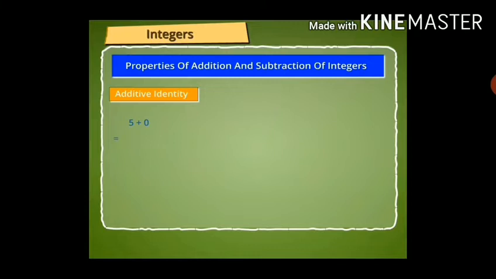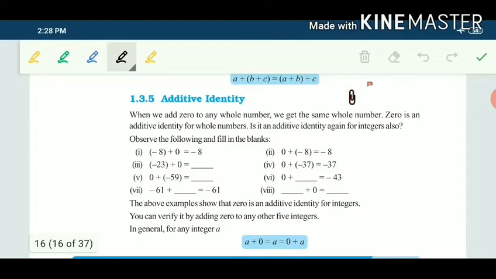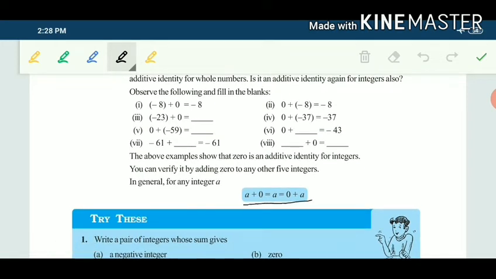5 plus 0 is equal to 0 plus 5 is equal to 5. Same for the negative integer. Minus 8 plus 0 is equal to 0 plus (minus 8), which always equals minus 8. It means when 0 is added to an integer, or an integer is added to 0, the sum is the integer itself. So additive identity is a plus 0 is equal to a is equal to 0 plus a. It means when we add 0 to any integer, the answer is the same integer.